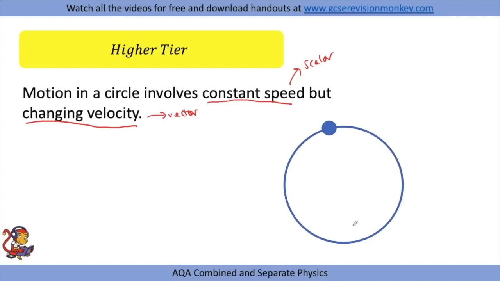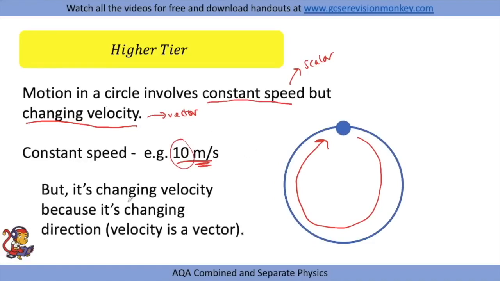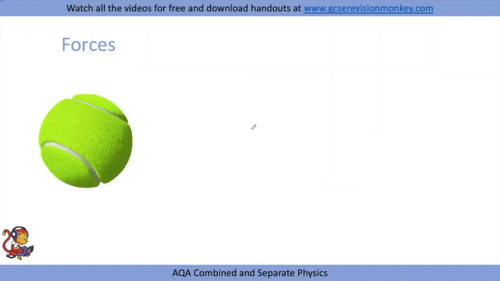For example, this ball travelling around in the circle, let's say it was travelling at 10 meters per second, round and around and around and around. Well, yes, it'll have a constant speed as it's travelling around, but because it's constantly changing direction as it's going around the circle, then its velocity is changing. Not the number on the velocity, but just the direction. So it'll always be 10 meters per second, but the velocity will be changing because it's a changing direction and velocity is a vector.